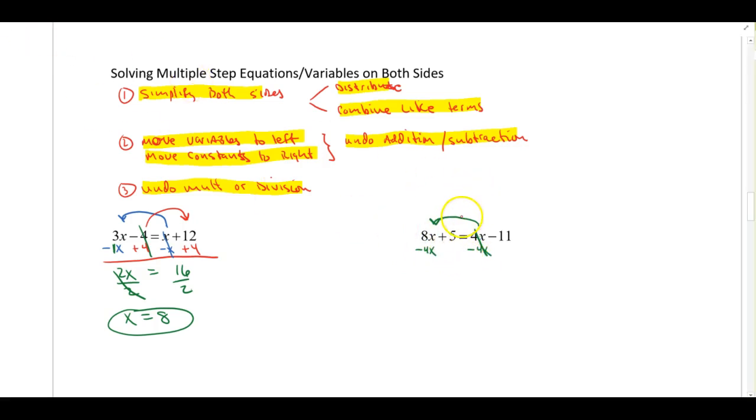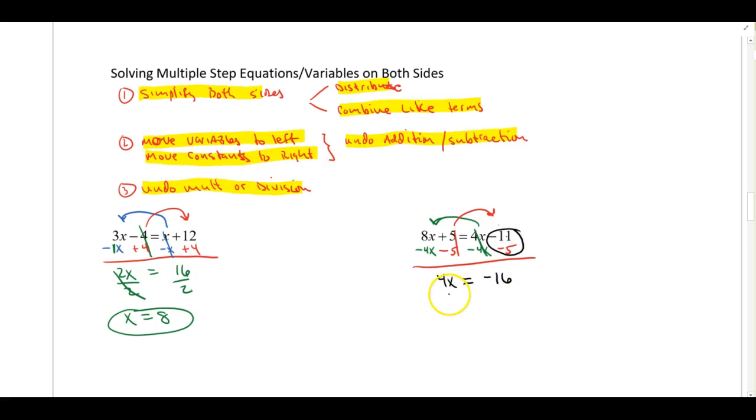Then I have to move my constants to the right side. How do I get rid of positive 5? I subtract it. Line it up under its like term, I subtract it. These eliminate, and now 8x minus 4x is 4x equals negative 11. That's negative 11 minus 5, which is negative 16.